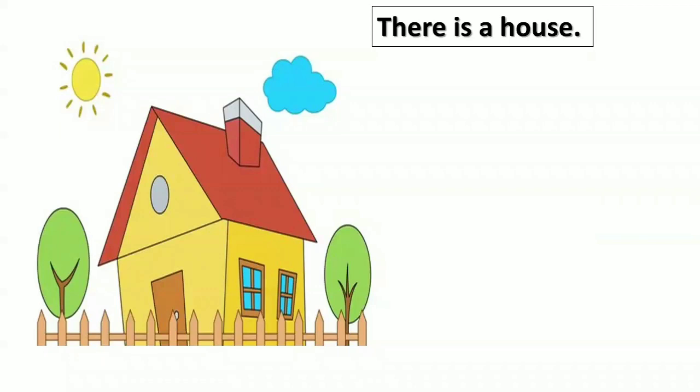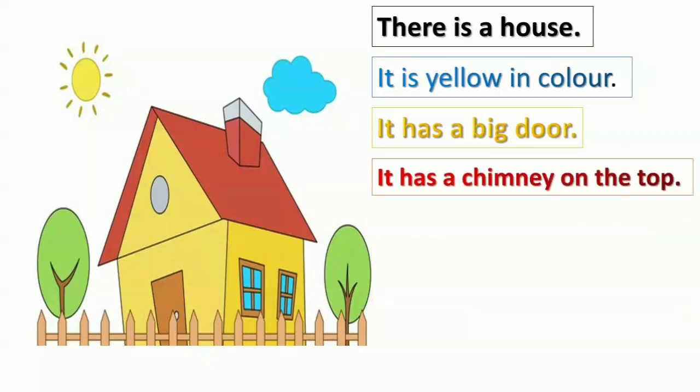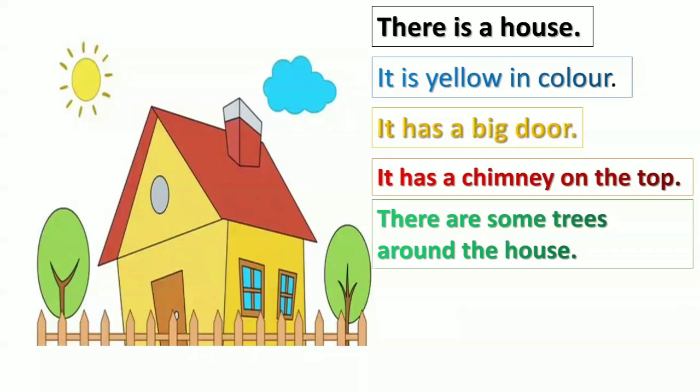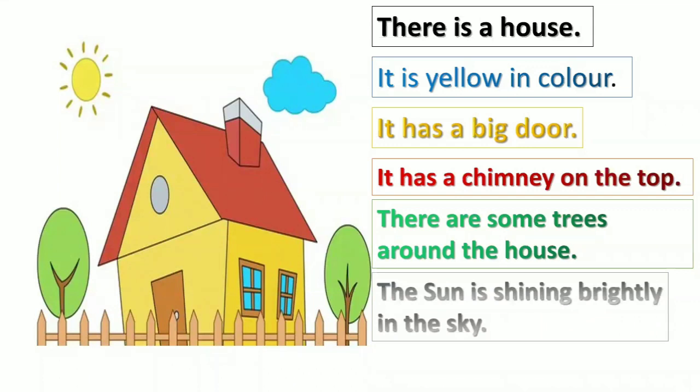There is a house. It is yellow in color. It has a big door. Yes, it has a big door. It has a chimney on the top. There are some trees around the house. The sun is shining brightly in the sky. And of course, there's a cloud in the sky.